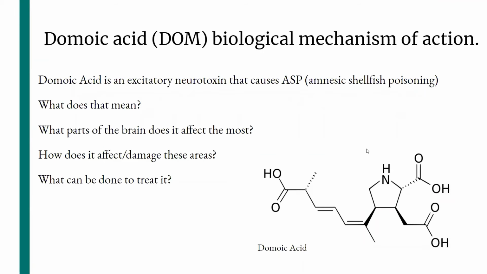Now let's take a look at the biological mechanism of the excitatory neurotoxin domoic acid. To do that, we're going to have to answer a few questions first. What is an excitatory neurotoxin? What parts of the brain does domoic acid affect the most? How does it do damage to that portion of the brain? What symptoms come as a result of this damage? And what can we do to treat it?